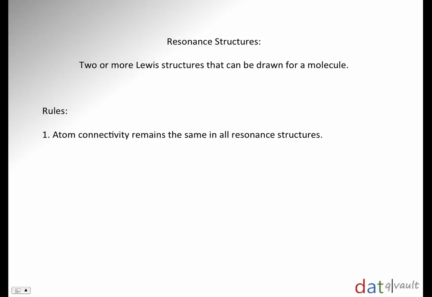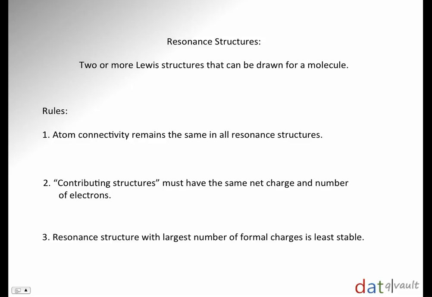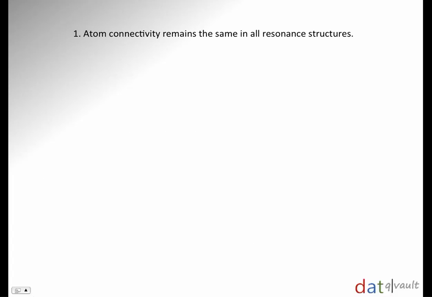So the first rule we're going to look at is atom connectivity remains the same in all resonance structures of a single molecule. The next rule we're going to take a look at is contributing structures, which is just a fancier term for resonance structures, must have the same net charge and number of electrons. And the last rule we're going to look at is resonance structures with the largest number of formal charges are typically the least stable of the resonance structures for that molecule. So let's look at the first rule. Atom connectivity remains the same in all resonance structures.